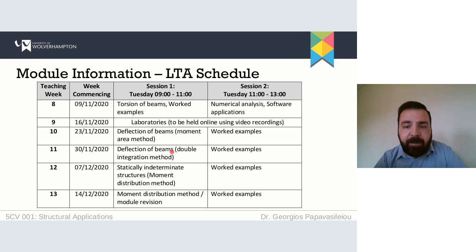Then in weeks 10 and 11, we will be discussing the deflections of structures. One basic assumption that we make in order to analyze structures, including in this module, is that the structures actually do not deform. They are rigid and non-deformable. However, in reality, we know that they do deform. So we have improved our theory in order to be able to calculate the deflections or the deformations, if you want, of these structures. There are various methods to do so. We'll see two methods that we can use in order to calculate the deflections of beams.